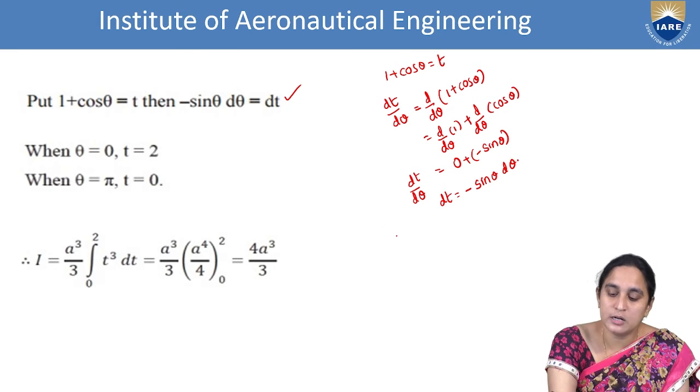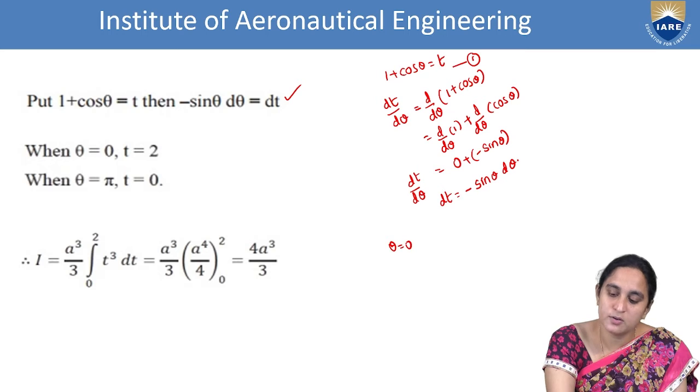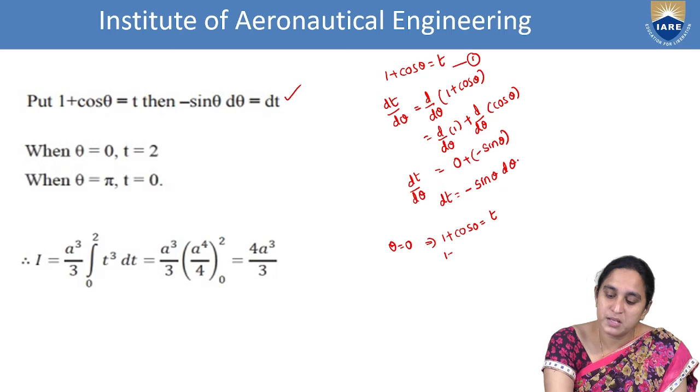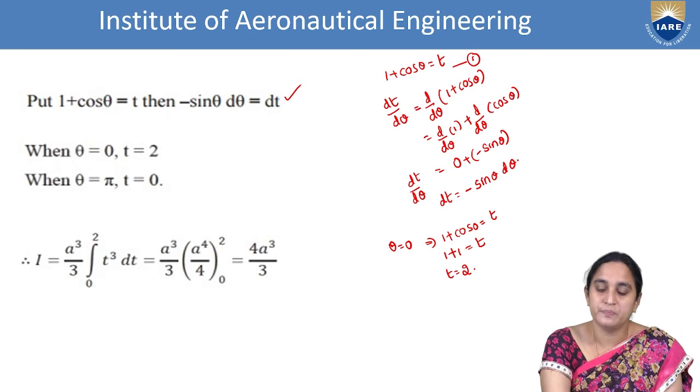If theta is equal to 0, let us take 1 plus cos theta as t. Substituting theta as 0 in the first equation, 1 plus cos 0 is equal to t. The value of cos 0 is 1, so 1 plus 1 is equal to t. Therefore, t is equal to 2.